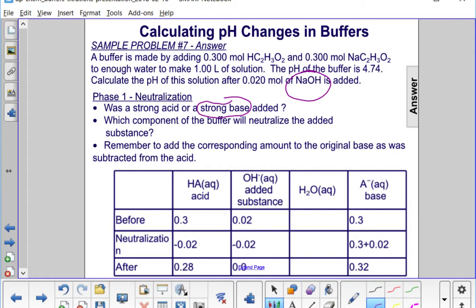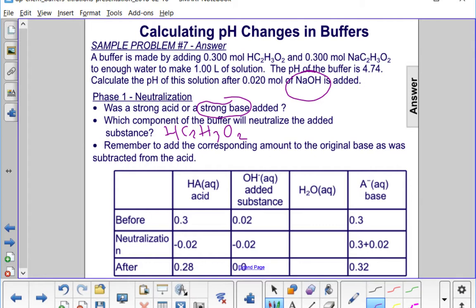And so which component of the buffer will neutralize the added substance? Well, acids are used to neutralize bases. So the acid, HC2H3O2, the acetic acid, will neutralize the strong base.